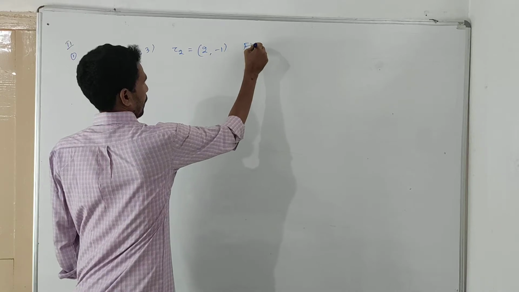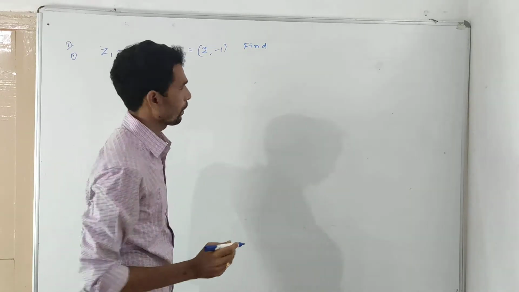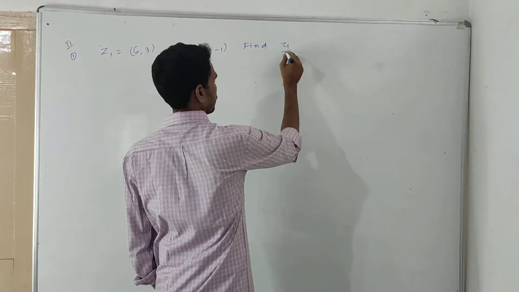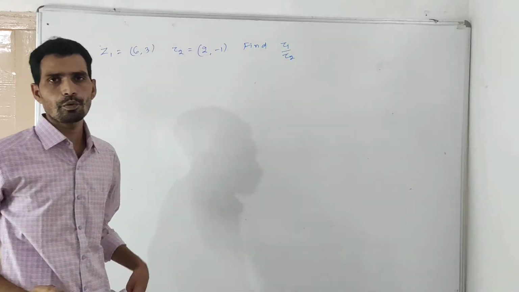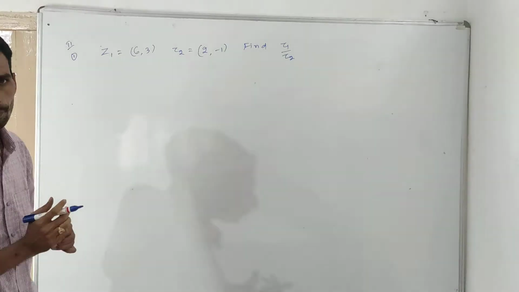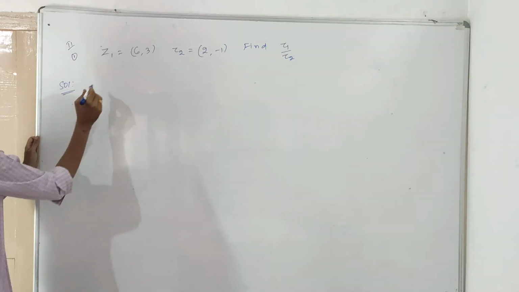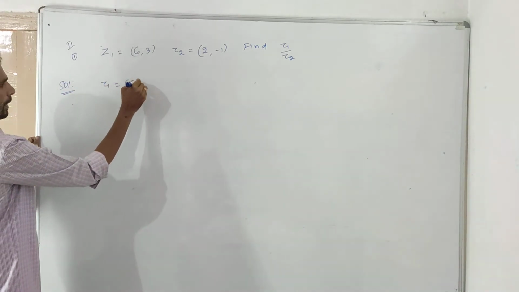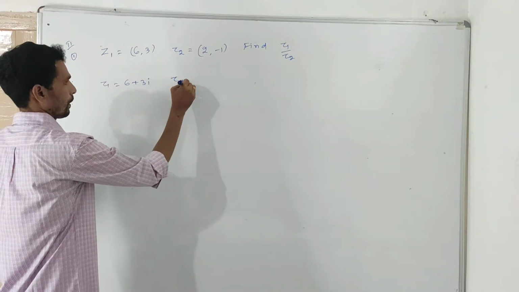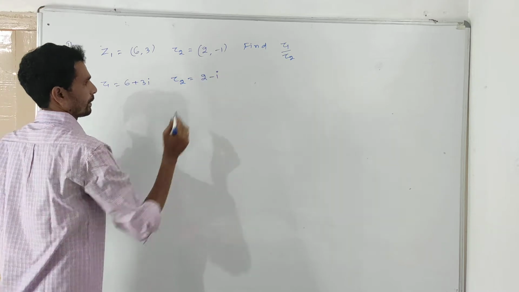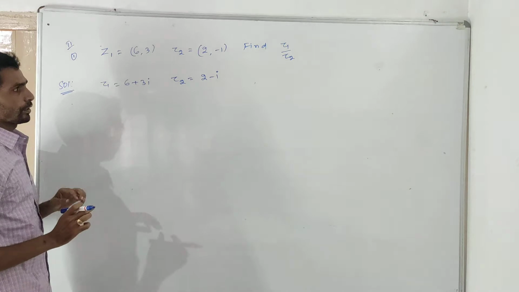find Z1 by Z2. What do you want? You want Z1 by Z2. First of all, what is Z1? Z1 is equal to 6 plus 3i. Any doubt? And Z2 is equal to 2 minus i. Okay? 6 comma 3 means 6 plus 3i, 2 comma minus 1 means 2 minus i.